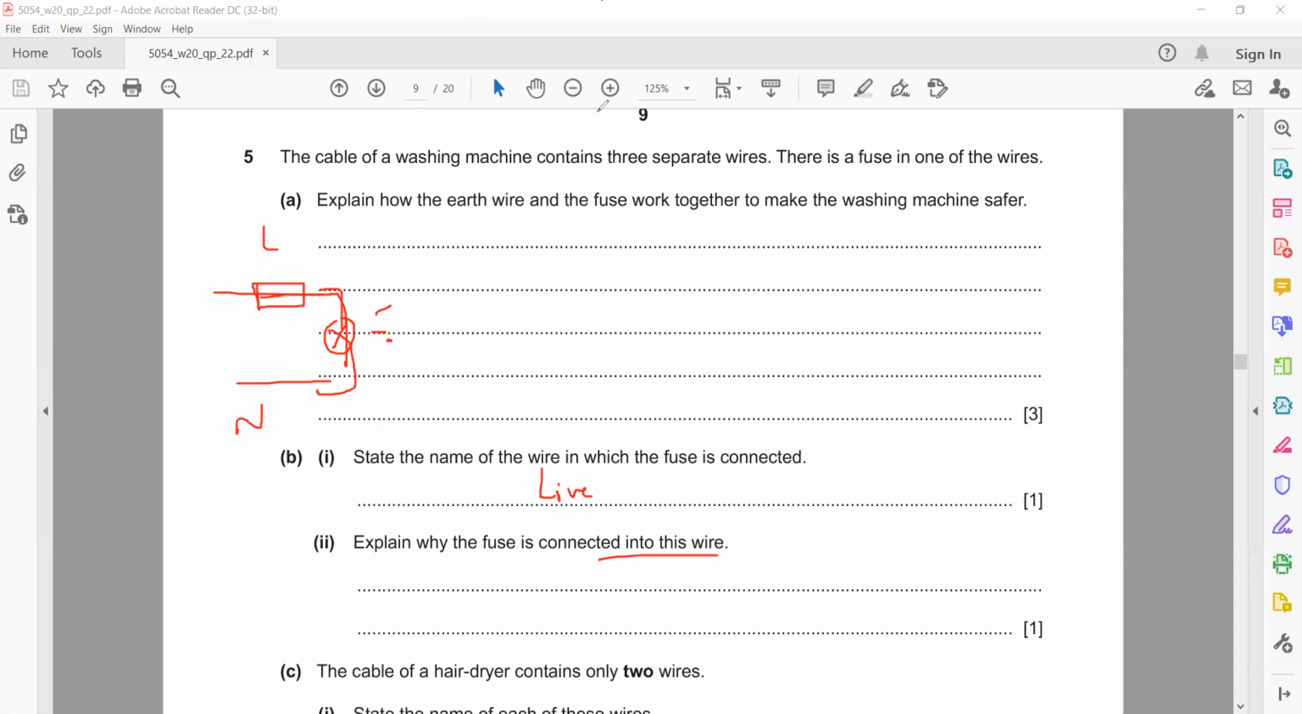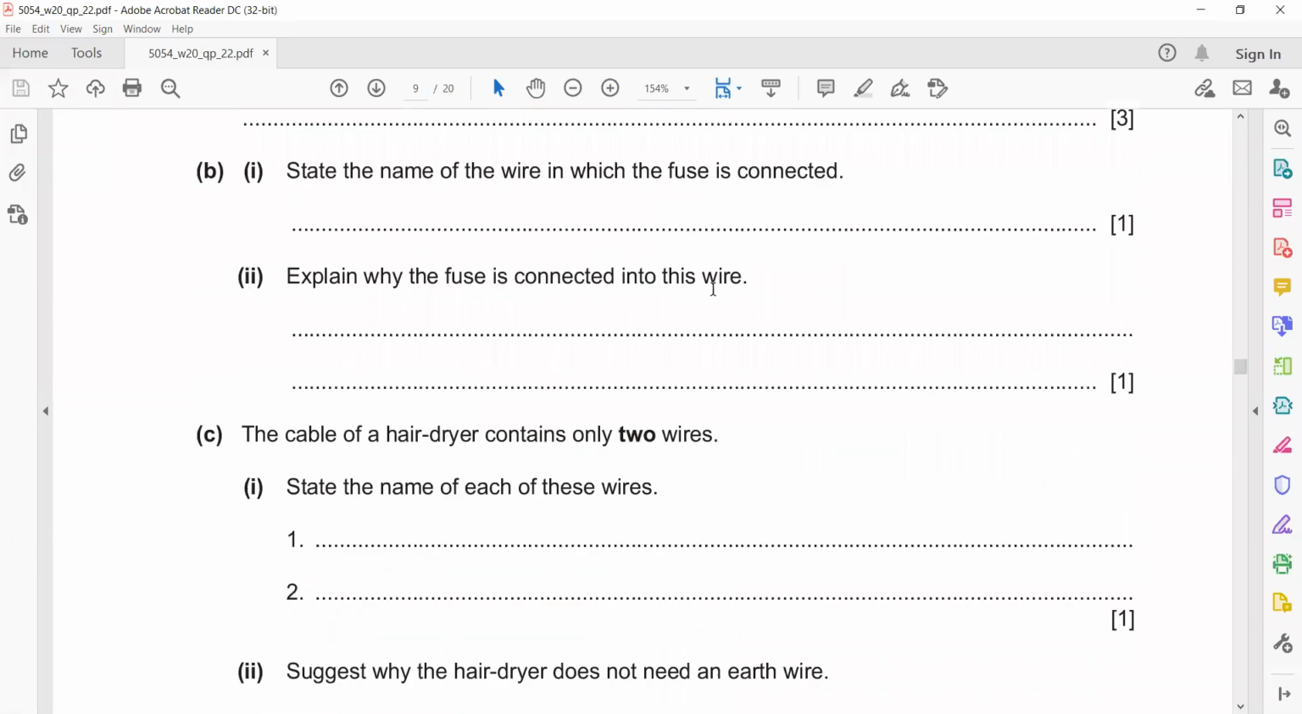So when the fuse melts, it disconnects the device from the live wire. So it will protect the device. It will not affect the device, as there is no contact between the live wire and the device.